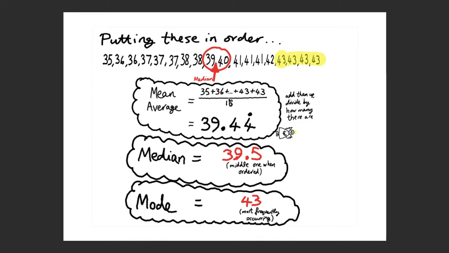The mean is where you add them all up and divide by how many there are. So adding up 35, 36, another 36, 37, another 37, another 37, all the way up to 43 and another 43. Adding up those 18 shoe sizes and dividing by 18, you get the mean average to be 39.4444 recurring. Add them all up, divide by how many there are.